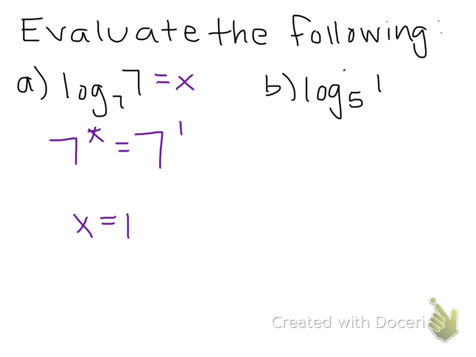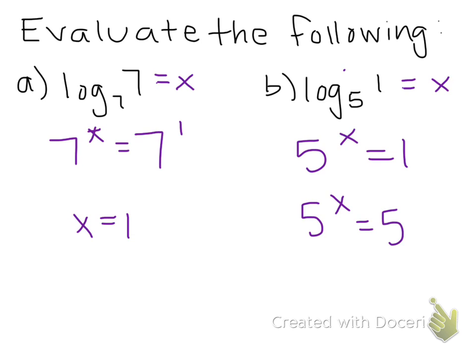Sorry. So we set this equal to x. So I have 5 raised to the x equals 1. A property that we know is that anything raised to the 0 power equals 1. So I could rewrite this as 5 to the x equals 5 to the 0, because 5 to the 0 is the same thing as 1, and then you can see you have the same base, therefore x equals 0.